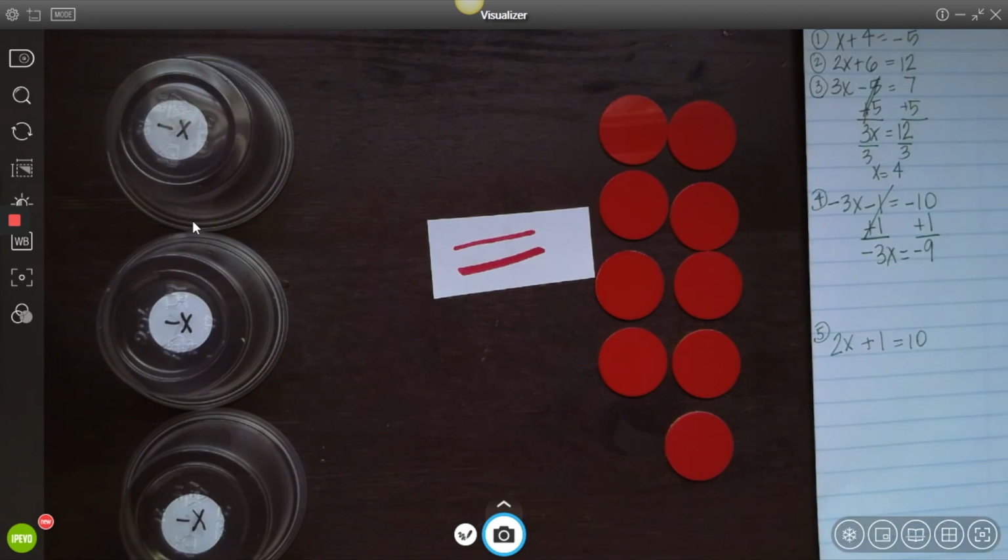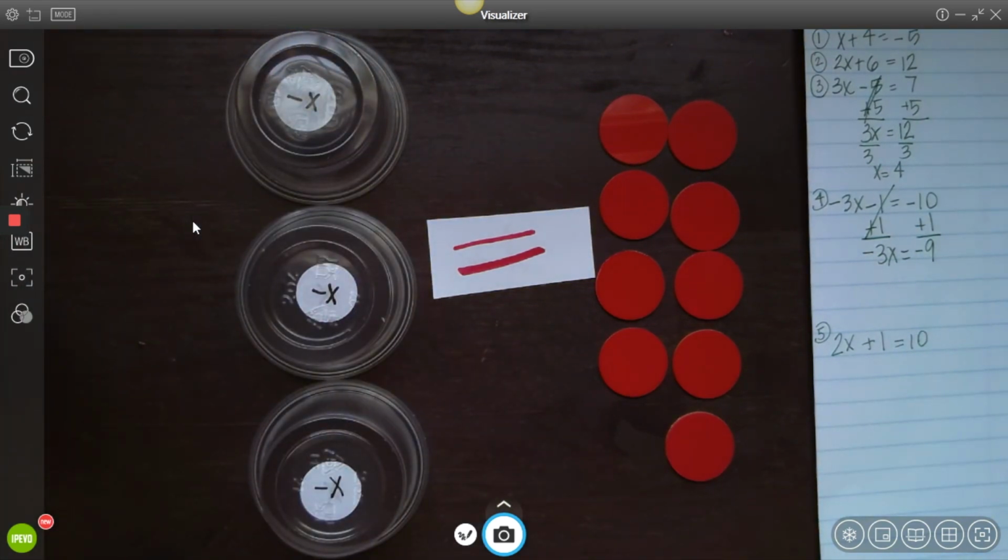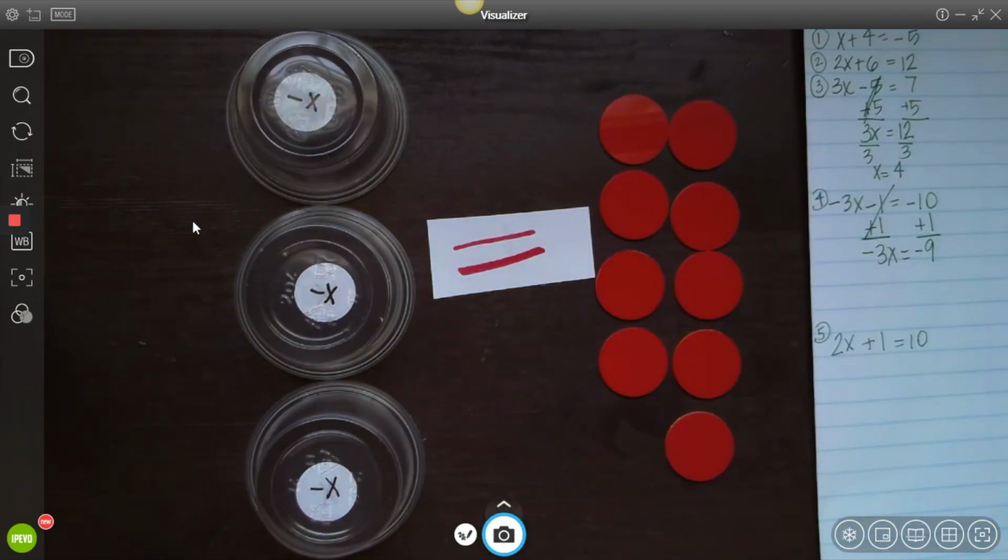All right, so what's the next step? What's the next thing we're going to try? Okay, so what we need to do is put these in 3 equal groups because I have 3 cups that they need to go into.